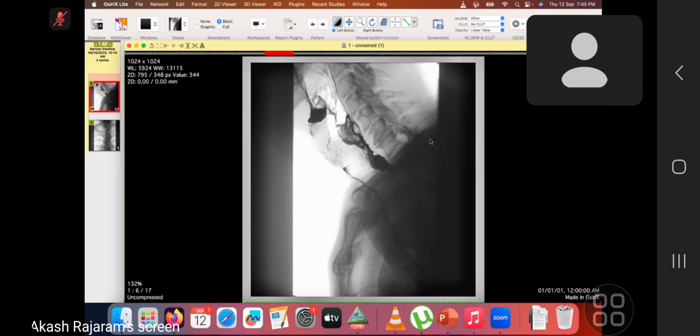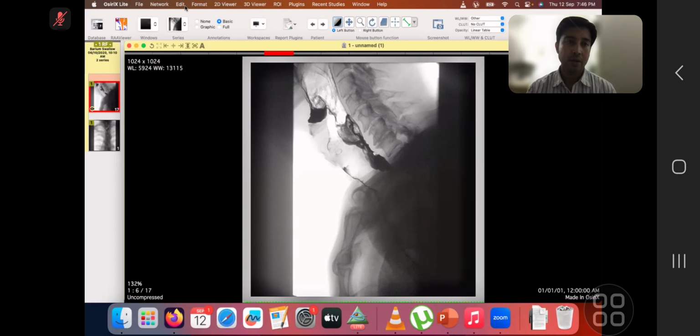There is contrast pooling at the hypopharyngeal area also. I cannot see, even in the later images, the contrast going into the esophagus well. I would correlate with the history of the patient. I don't know what the history was. Yes, the patient had difficulty in swallowing.